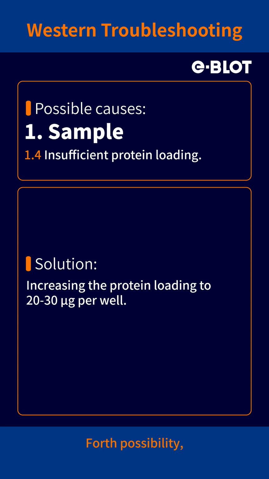Fourth possibility, the target protein isn't enough. If it's a regular protein, the total protein is generally 20 to 40 micrograms. But if it's purified protein, the total protein is 10 to 100 nanograms.